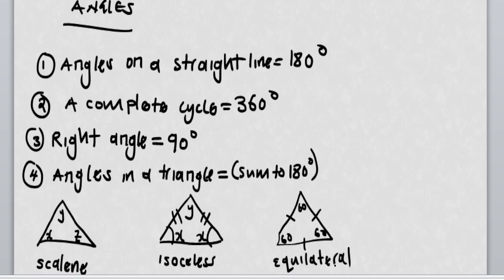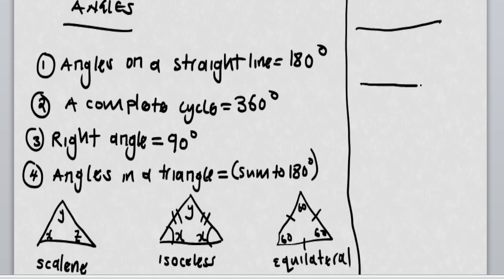Very important for you to note. The other part you should know is this part. So suppose we have something like this, still on angles. Suppose we have something like this, like that, like that, like that. Suppose this is 140 degrees. Now this angle here and this angle here will be the same because these are called vertically opposite angles.